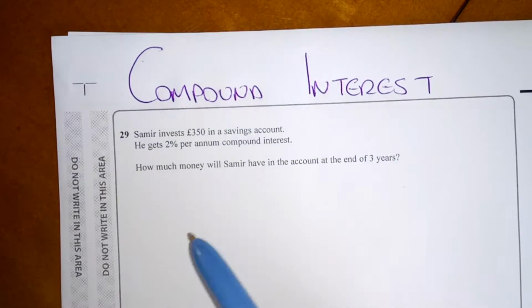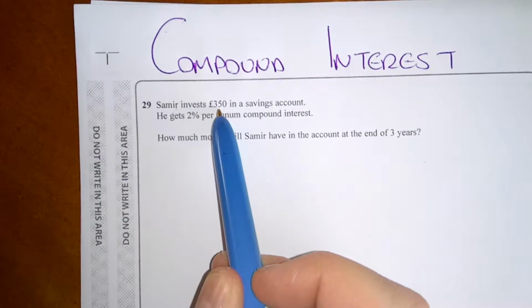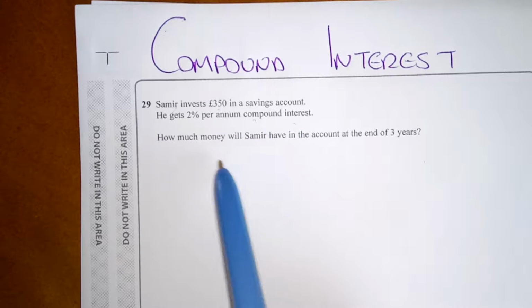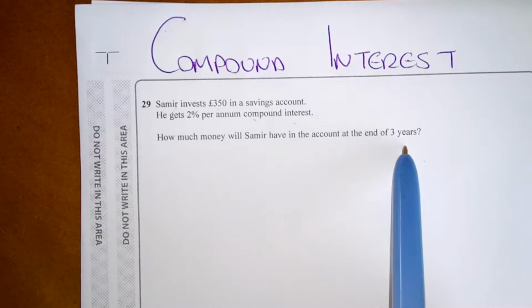Okay, this is a compound interest question. Samir invests £350 in a savings account. He gets 2% per annum compound interest. How much money will Samir have in the account at the end of 3 years?